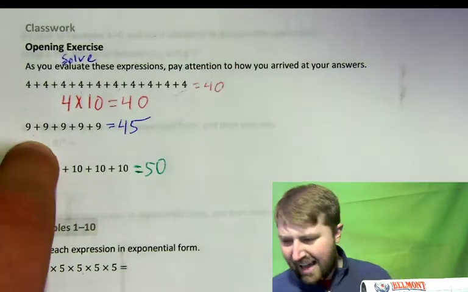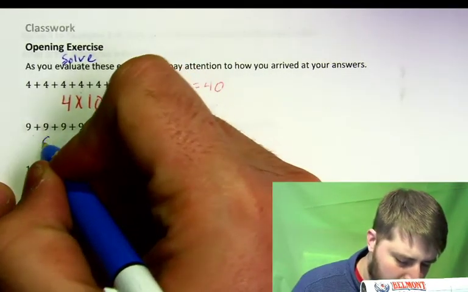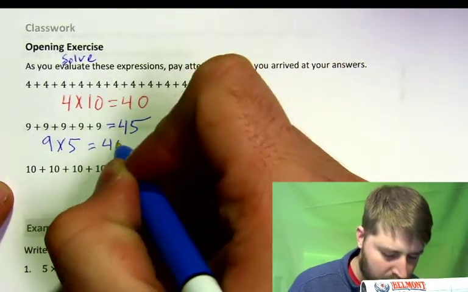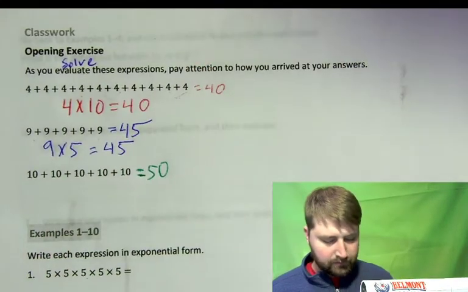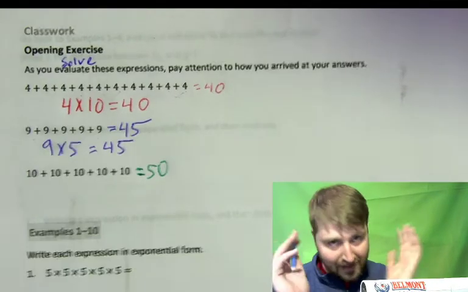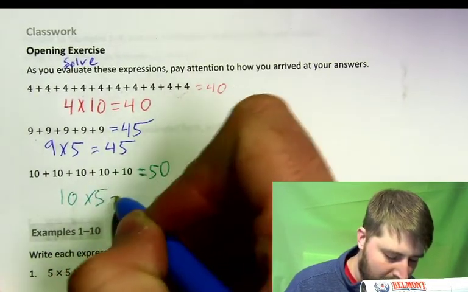Instead of adding 9 5 times, we could do 9 times 5. And 9 times 5 is 45. And likewise with our 10s, we knew there were 5 10s. Yeah, you guessed already. 10 times 5. And 10 times 5 is 50.